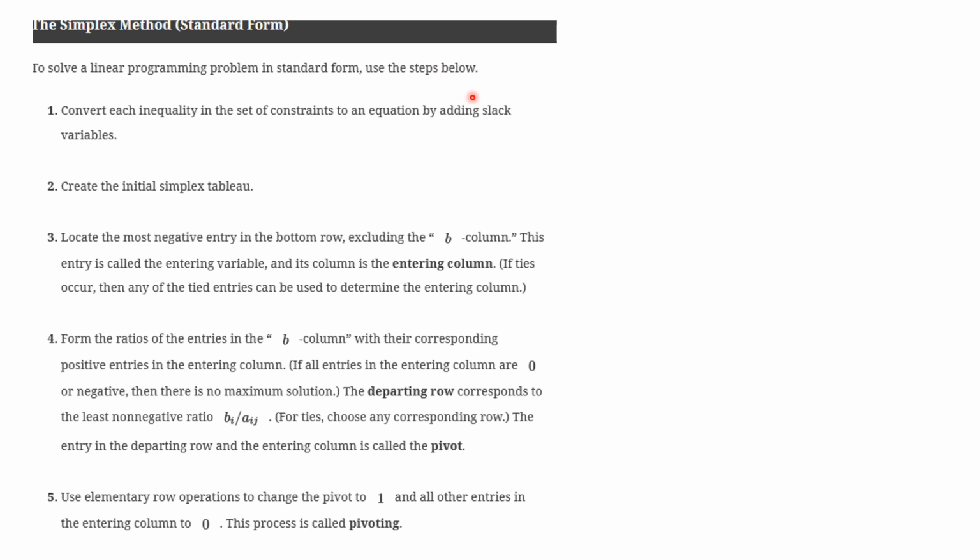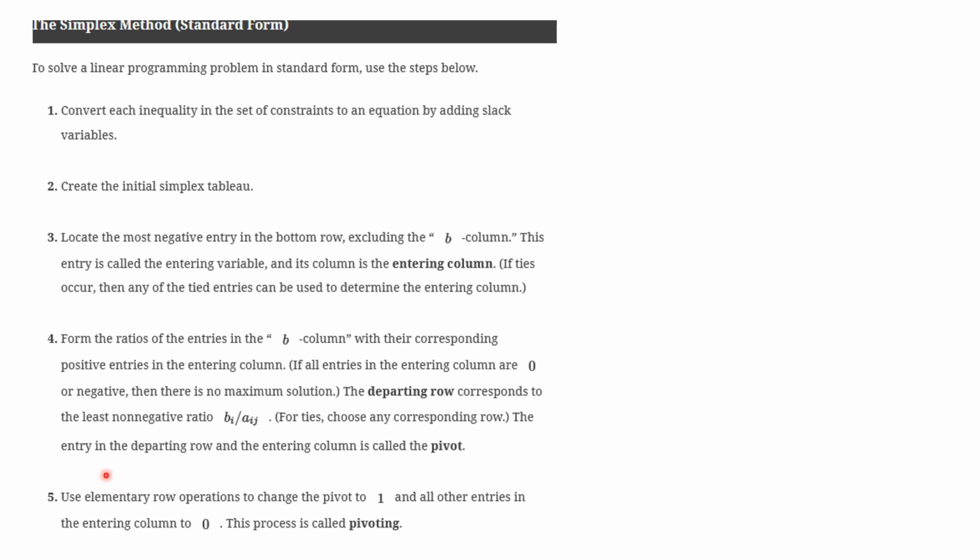So to summarize the simplex method then, you convert each inequality in the set of constraints to an equation by adding slack variables. You create the initial tableau. You locate the most negative entry in the bottom row, and that gives you your entering column. And then you form the ratios of the entries in the B column with the corresponding positive entries in the entering column. If all of them are 0 or negative, there's no maximum value. The departing row then corresponds to the least non-negative ratio, b_i over a_ij. And for ties, you can go either way.